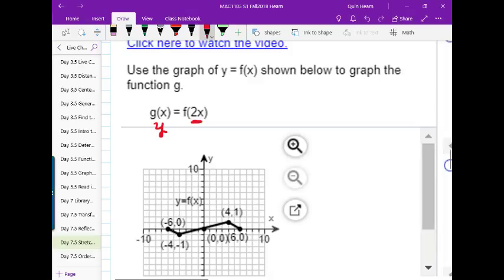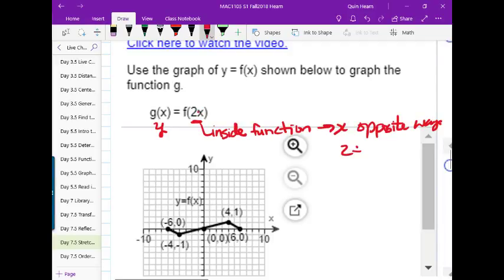the x values. Anytime you have an operation happening inside the function, it's going to affect the x values, but usually in the opposite way that you would think. So if we have 2 times x, then in this case it would be x divided by 2. Half, in other words, of x. Okay, so it's kind of weird, I know, but that's the effect it's going to have on any key points.